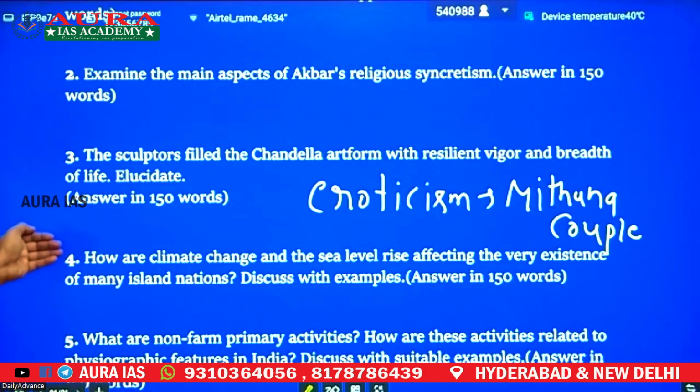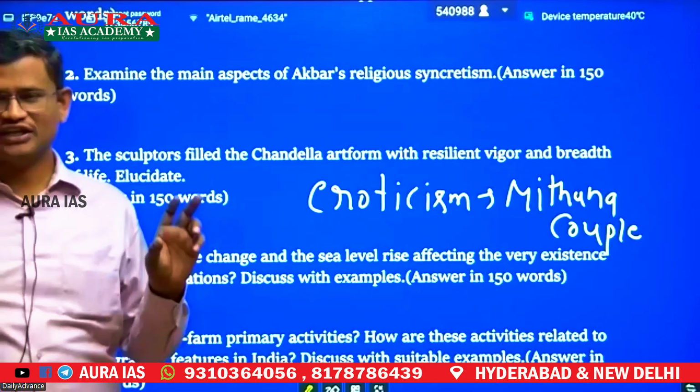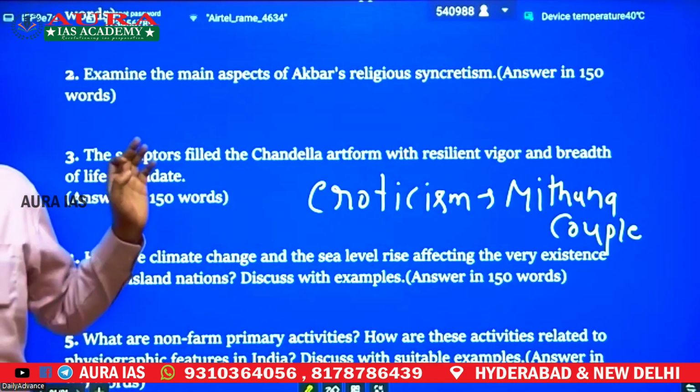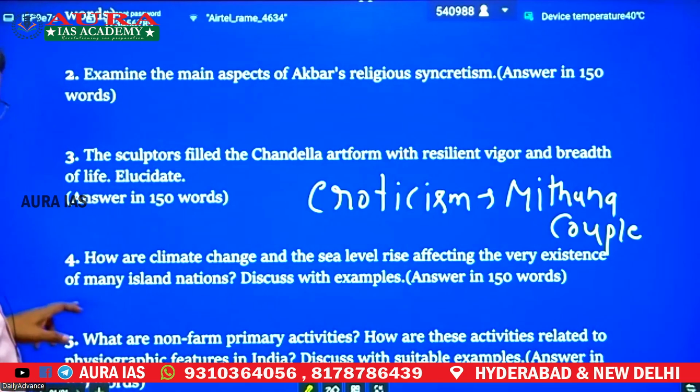Chandela art form: the sculptors of the Chandela dynasty contributed to the art form with a resilient vigor and breadth of life. Here, breadth of life means the different aspects of society of that time were clearly depicted in the architecture of the Khajuraho temples. Then the next question: how are climate change and the sea level rise affecting the very existence of many island nations? Discuss with examples.